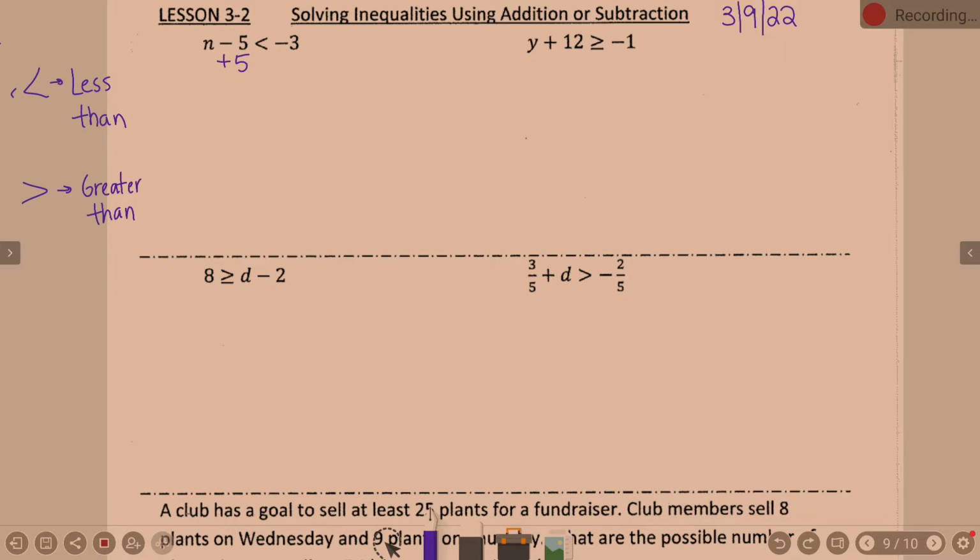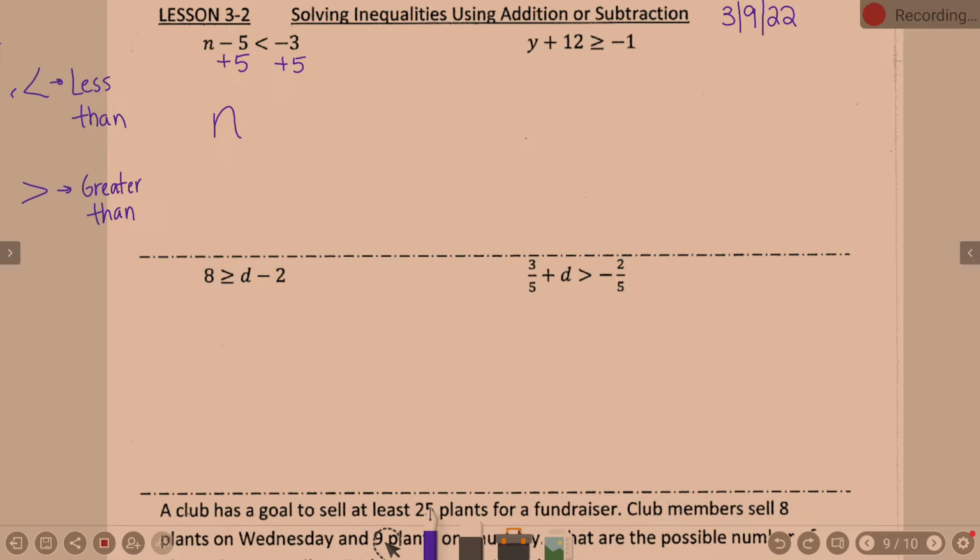If I add 5 on the left, we can add 5 on the right. Now, minus 5 plus 5 is going to cancel. So now I just bring down my n. So n equals, alright, I'll give you the answer.